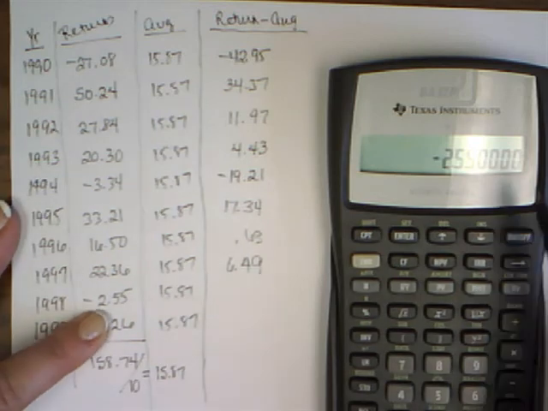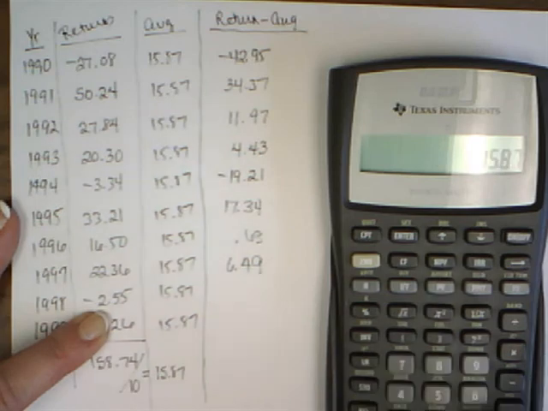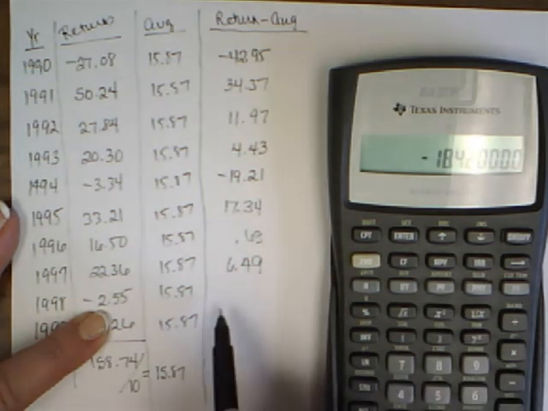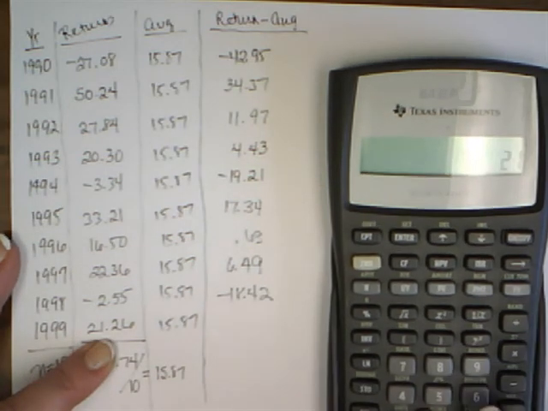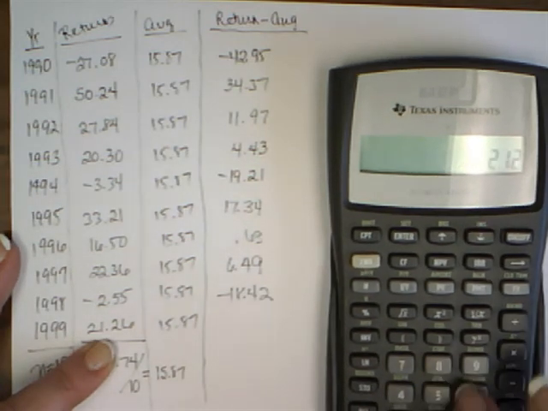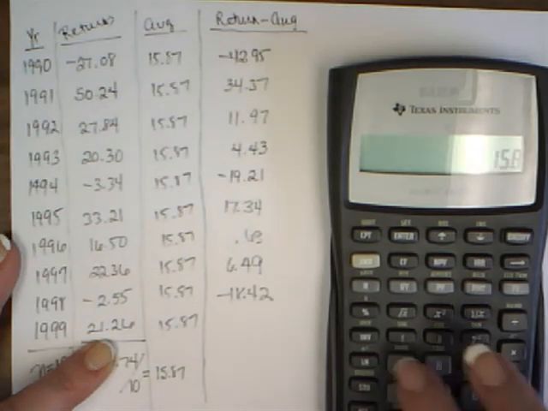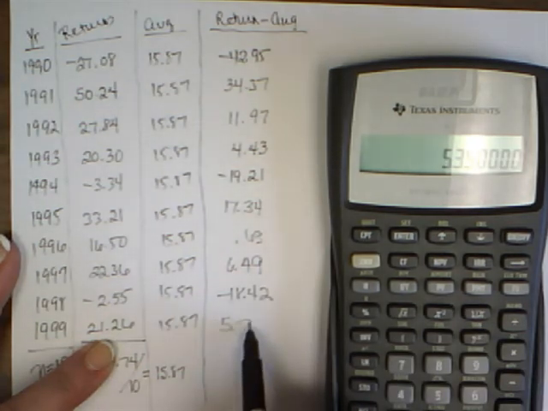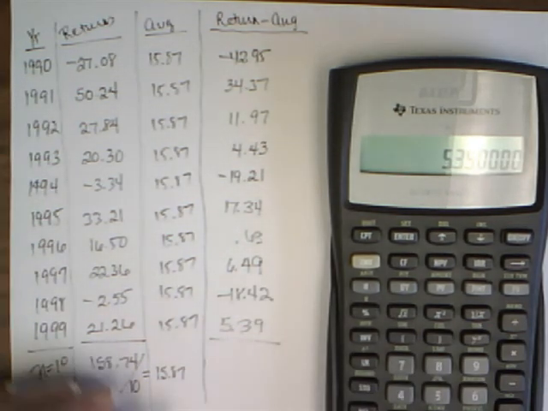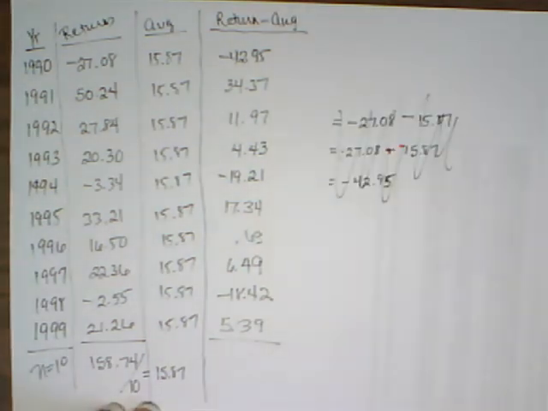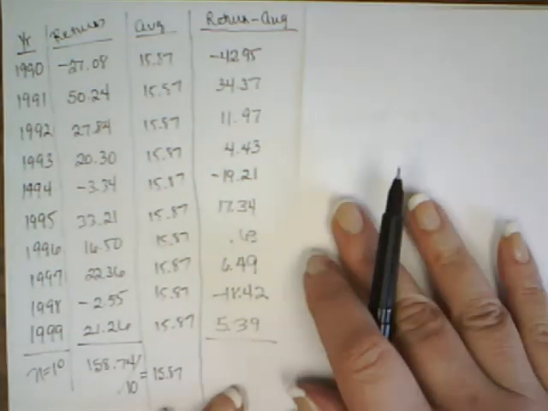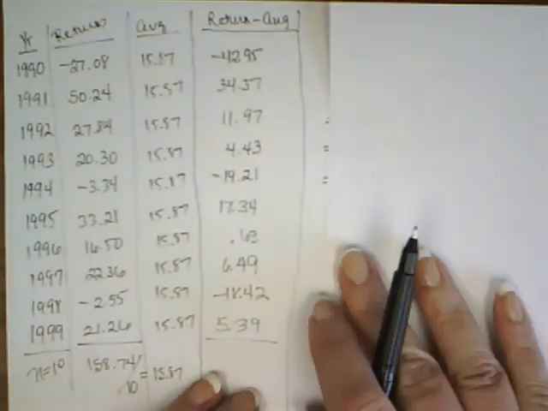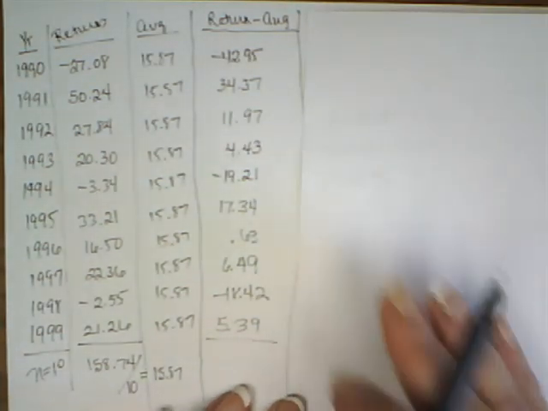Again, another negative, so you're going to enter 2.55 as a negative number, hit the subtraction, and then 15.87, and that's going to give you negative 18.42. Then 21.26 minus 15.87 gives 5.39. Now, just to keep the page cleaned up, we're going to go to this next column and draw a line right here.